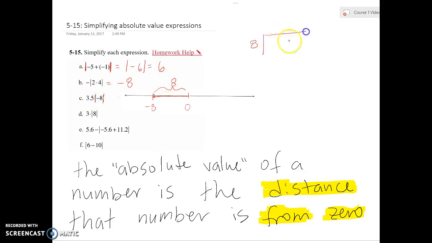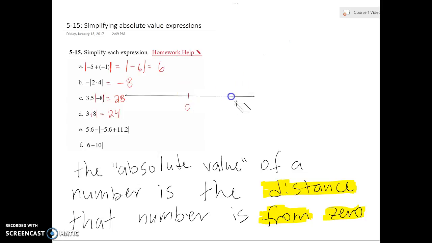So here's 8, and I want 3.5 of them. So 3 times 8 is 24, and 8 times a half is 4. And so 3.5 eighths is 28. And now a similar problem. This is asking for the distance that 8 is away from 0. What's the absolute value of 8? So this is asking for having 3 eighths. 8 is 8 away, and I want 3 of them. So I'm looking for 24.